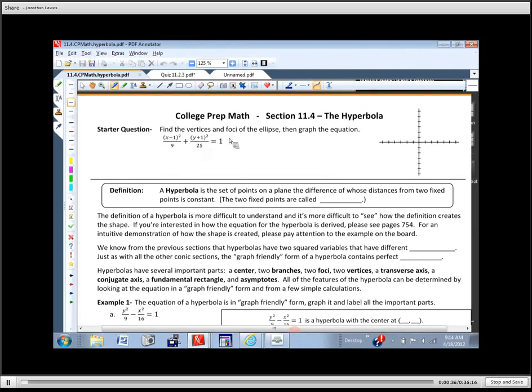Okay, what shape is this right here? That is an ellipse. Okay, you can tell because of the coefficients in front of the squared terms. Oh, Charles points out it says ellipse. That's not very difficult, is it?